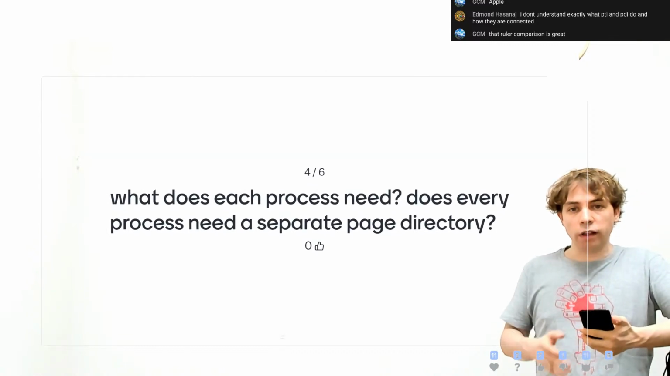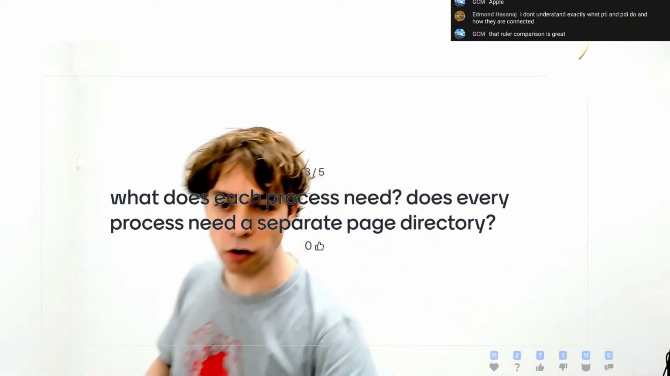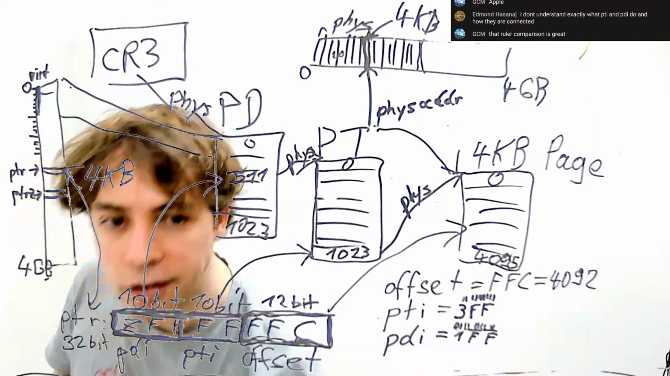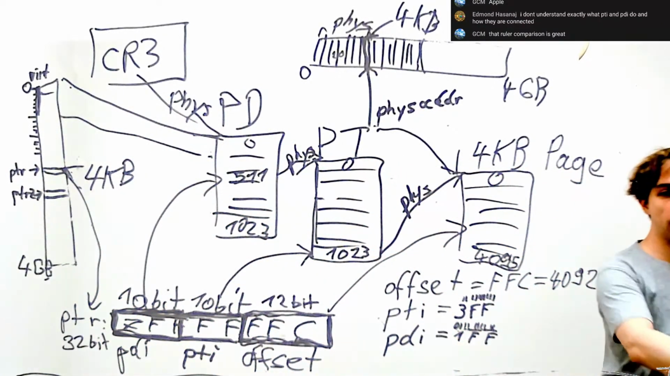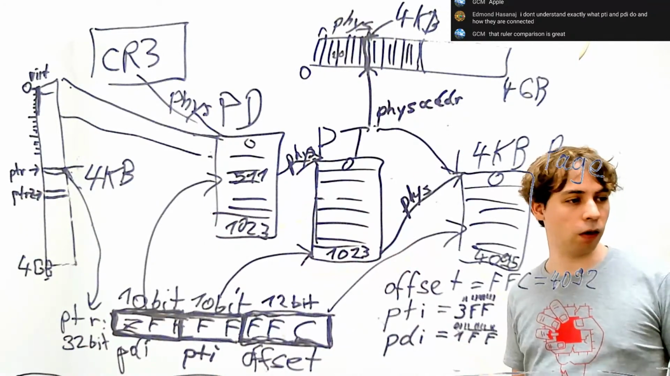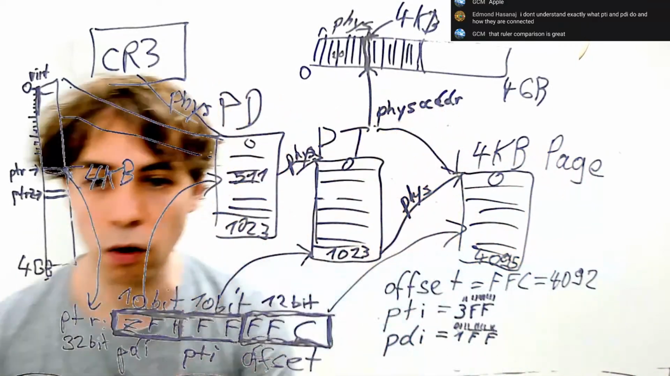What does each process need? Does every process need a separate page directory? Yes, a separate page directory and a separate page table or set of page tables. You will have 1 page directory per process, and you might have page tables, but you don't need all of them. So the overhead, we can also compute the overhead now.